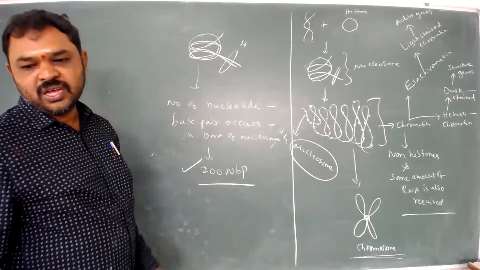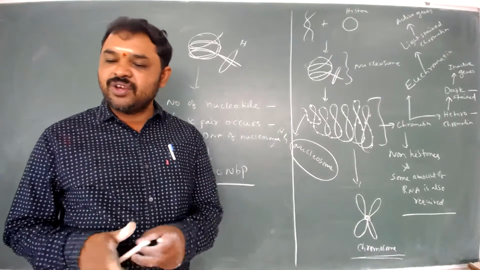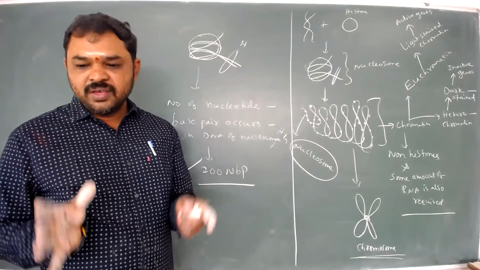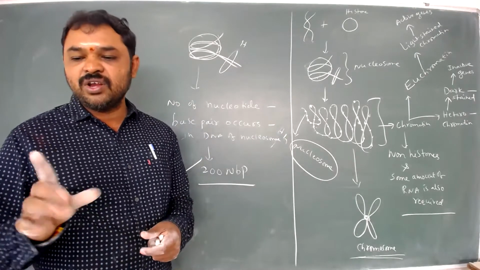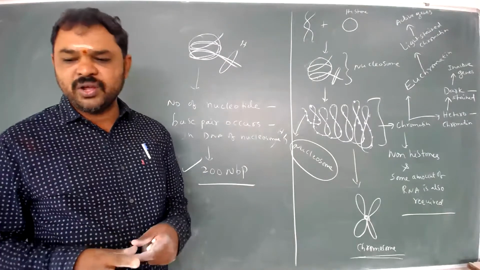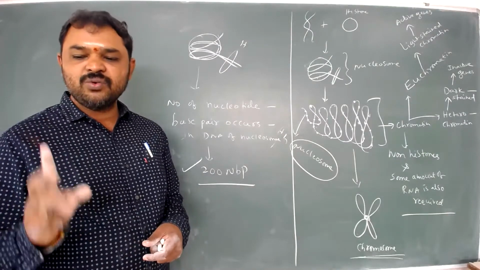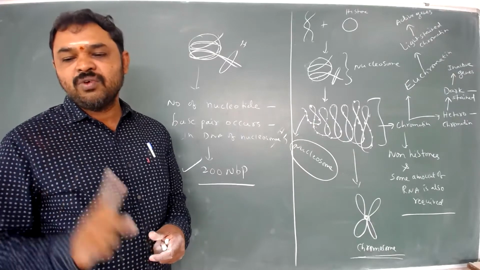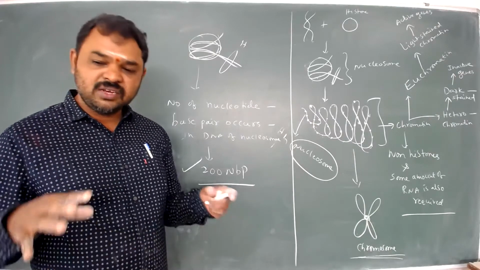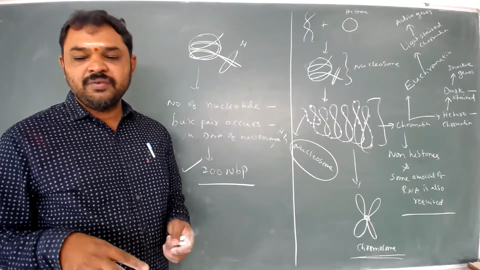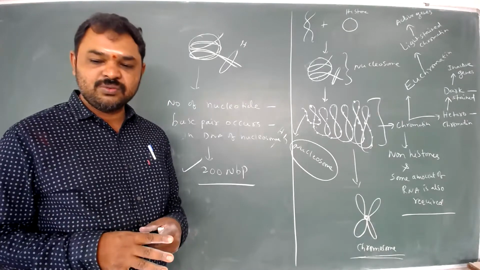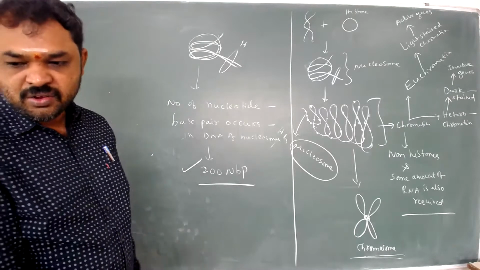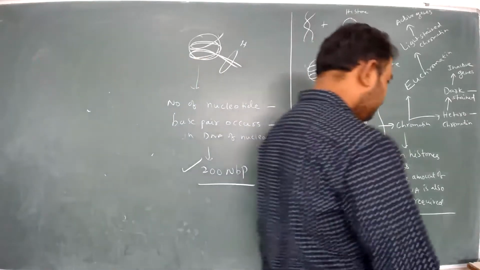From this, for every 200 nucleotide base pairs, one nucleosome is there. Not only in man, in all eukaryotic cells, for every 200 nucleotide base pairs, how many nucleosomes will come? One nucleosome will come. Similarly, we can find out the number of nucleosomes. Suppose I give one question from this point of view.